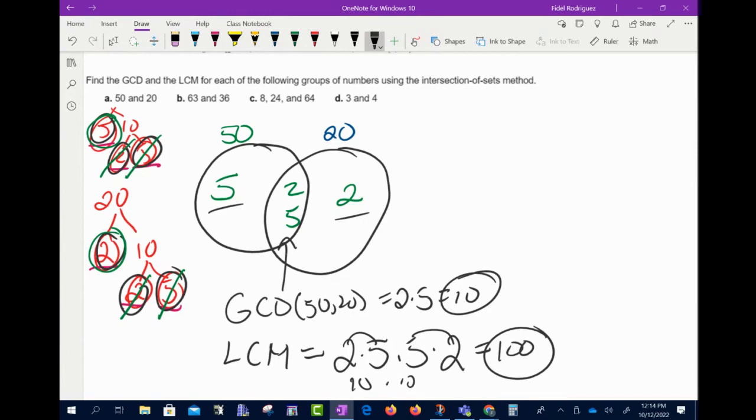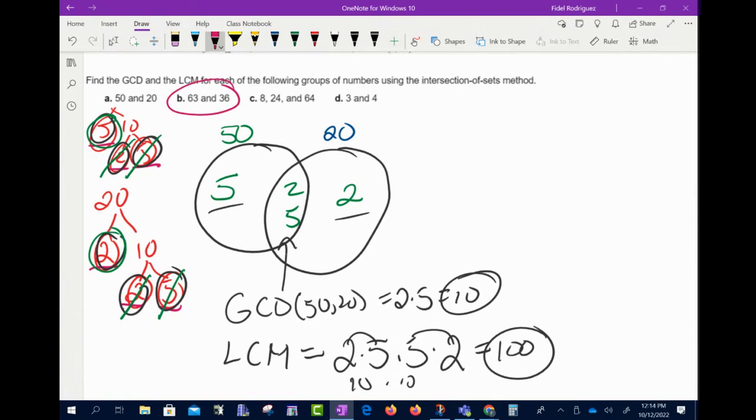And this is going to be my process every single time, y'all. I'm just going to draw my 2 circles, and I'm going to break down my numbers. And the numbers that we have in common are always going to go inside the middle of the circle. And then the numbers that are left over will go on the other part, okay? So look, let's try the same thing for 63 and 36.